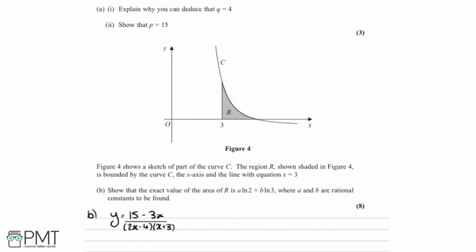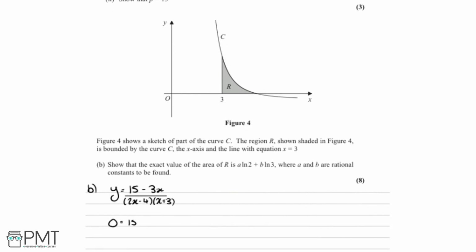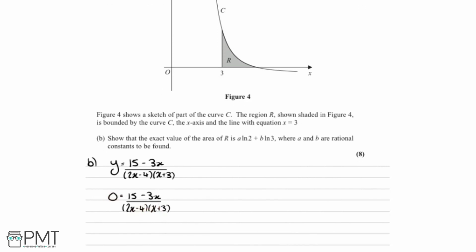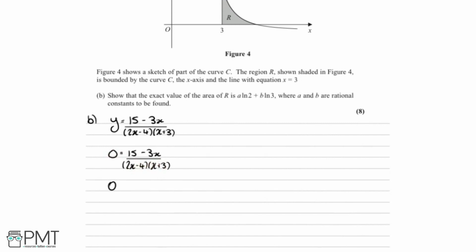So now to work out this point here, this is actually the x-intercept, so we're just going to set y equal to 0. So we're going to have 0 equals (15 minus 3x) all over (2x minus 4), multiplied by (x plus 3). And if we times both sides by the denominator, we're going to get that 0 equals 15 minus 3x.